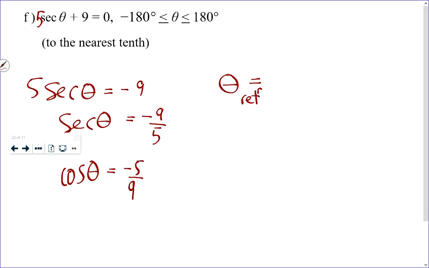What's the reference angle? So you're going to have to go inverse cos of 5/9. Not the negative, though. You don't include the negative. We want to be in degrees. I'm going to call it 56.3 degrees.